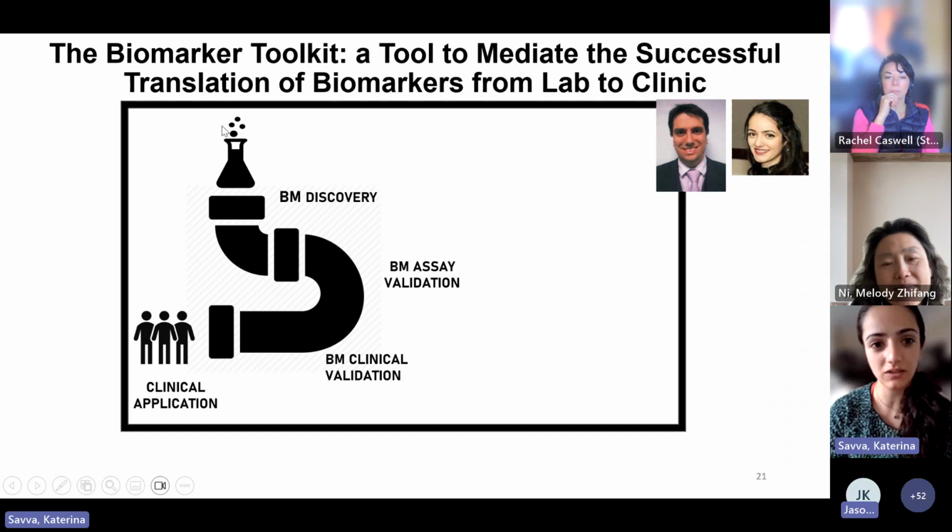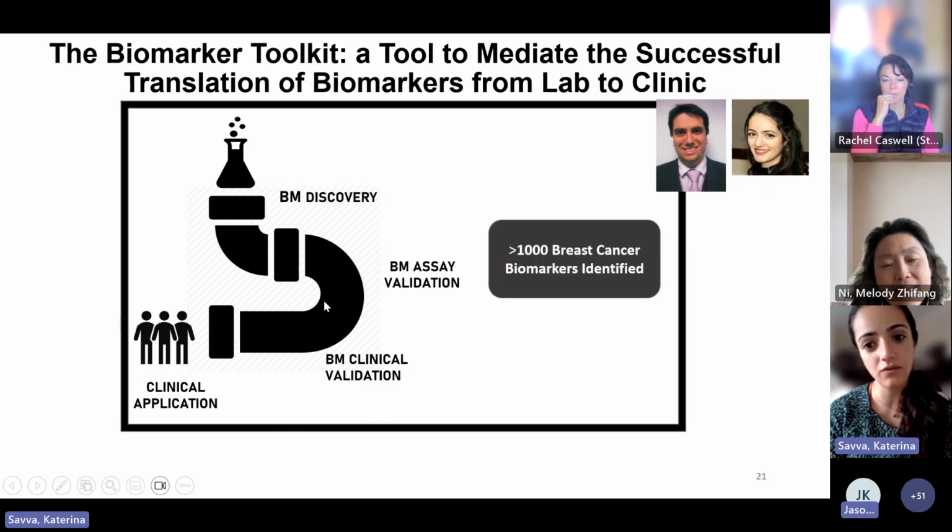To start with, I wanted to give you some background regarding biomarkers. So this is a biomarker translation pipeline, which shows the basic steps that result in the translation of a biomarker, starting from discovery, moving on to assay validation, clinical validation, and lastly, clinical application. Even though it seems very simple, over 1,000 breast cancer biomarkers have been identified, but only a few are currently clinically used, which shows the importance of developing this tool that will help us decide which biomarkers are the more promising ones and could move along the pipeline.